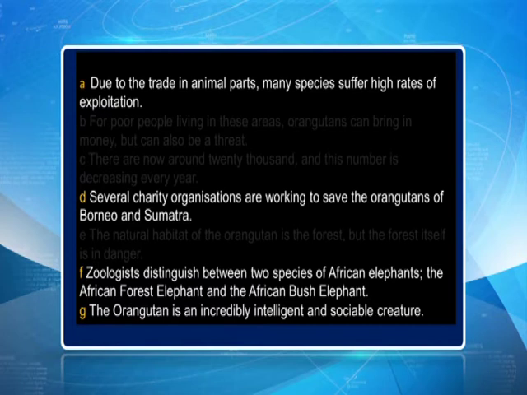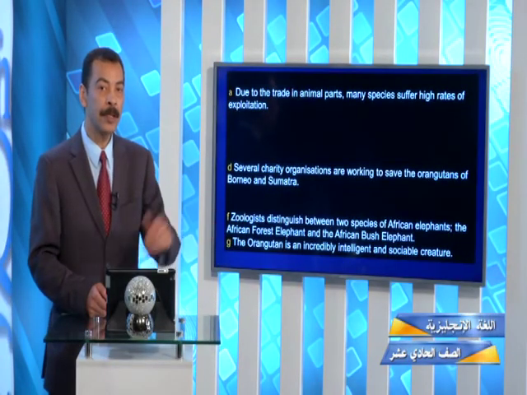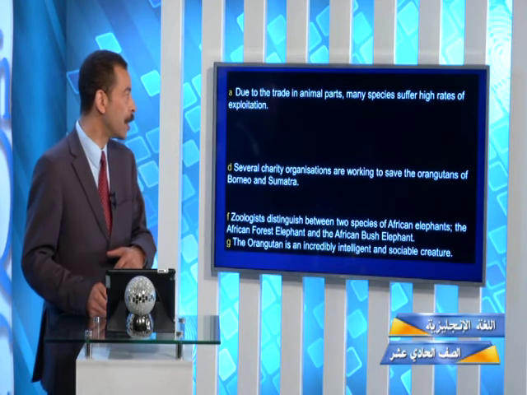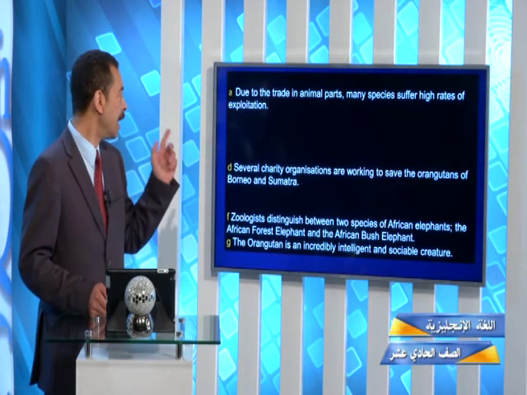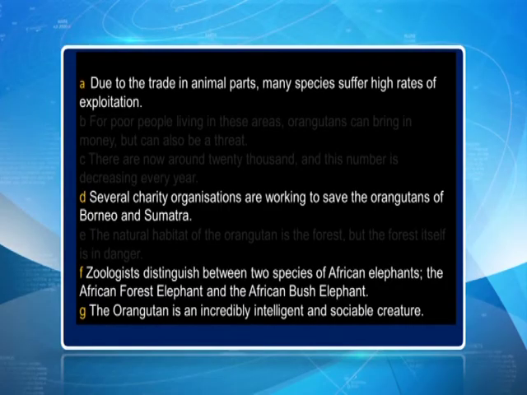How about F? Zoologists distinguish between two species of African elephants, the African forest elephant and the African bush elephant. Also, this talks about elephants, but maybe it's not. Let's see the last one. The orangutan is an incredibly intelligent and sociable creature. Here again, it talks about orangutan, which is not the topic of our paragraph. So our choice remains between A and D. Sorry, A and F. So which one do you think is correct?